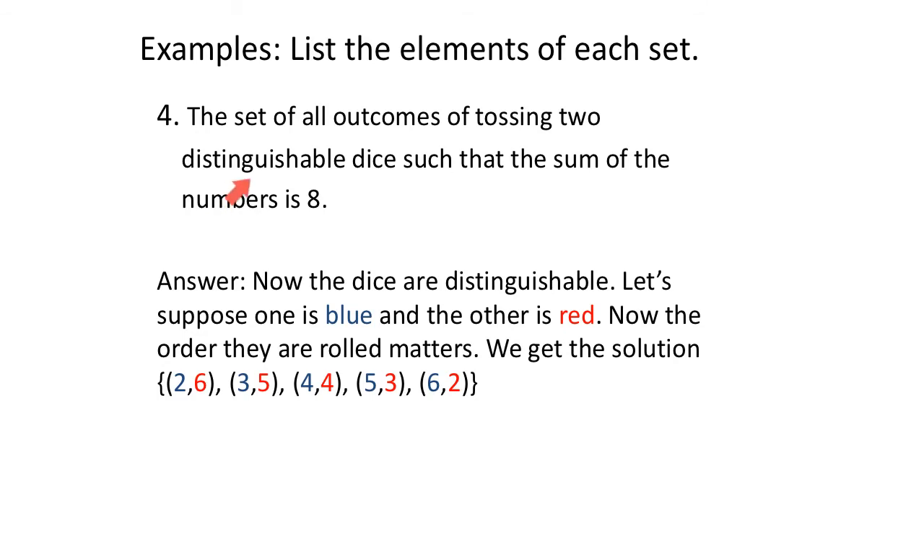Whereas if the dice are distinguishable, the sum of the numbers is still 8. If we have one die in blue and the other in red, now the order that they're rolled matters. The blue die could show a 2 and the red a 6, or the blue a 6 and the red a 2. The blue a 3, the red a 5, or the blue a 5, the red a 3. Or they're both 4s. Notice there's only one way to roll the double 4. They're each a 4. Whereas the numbers that are different, 5 and 3, 3 and 5, 2 and 6, 6 and 2, there's 2 different options based on which color has which number.